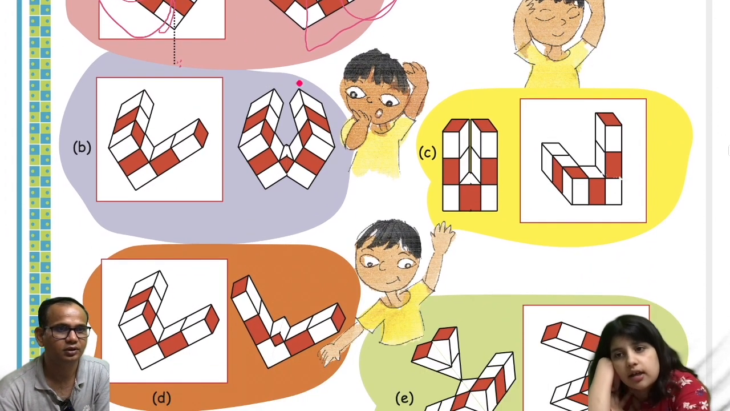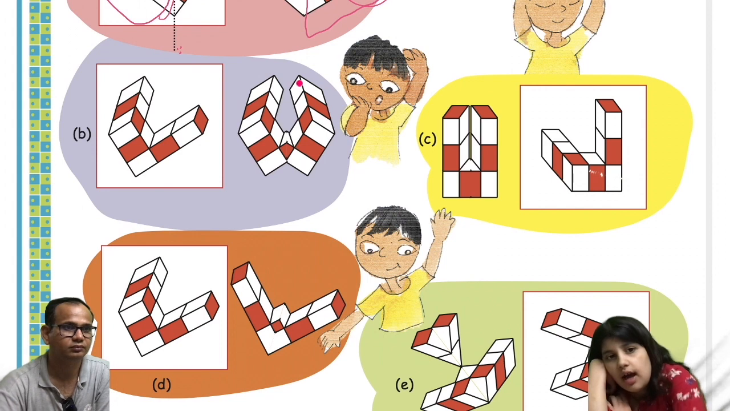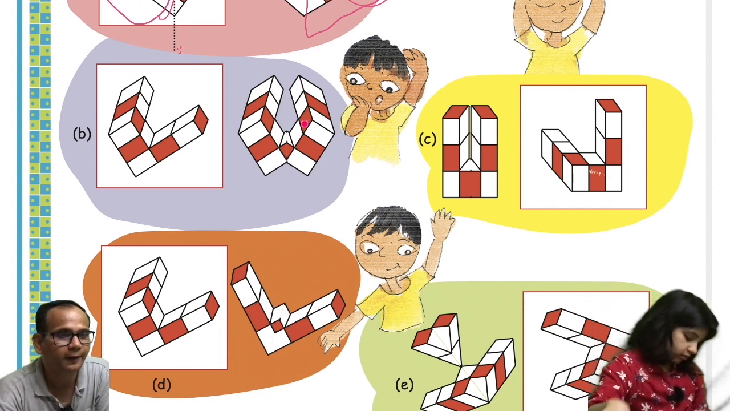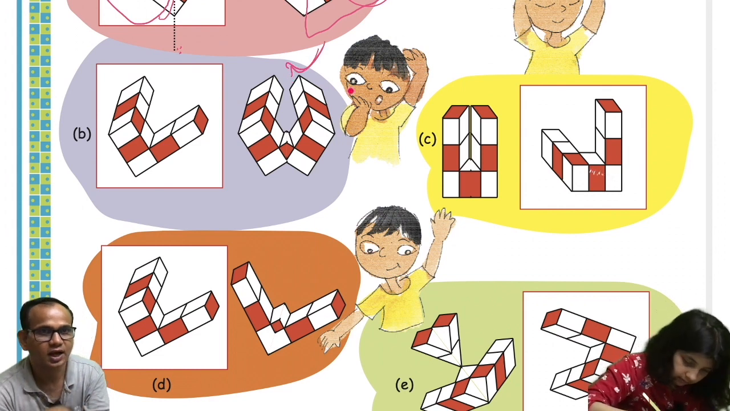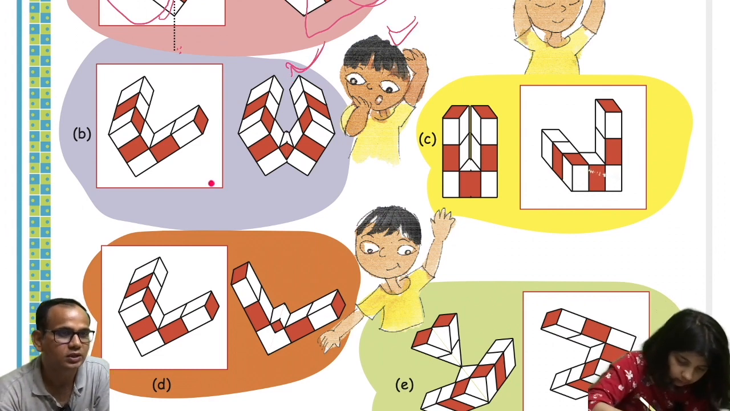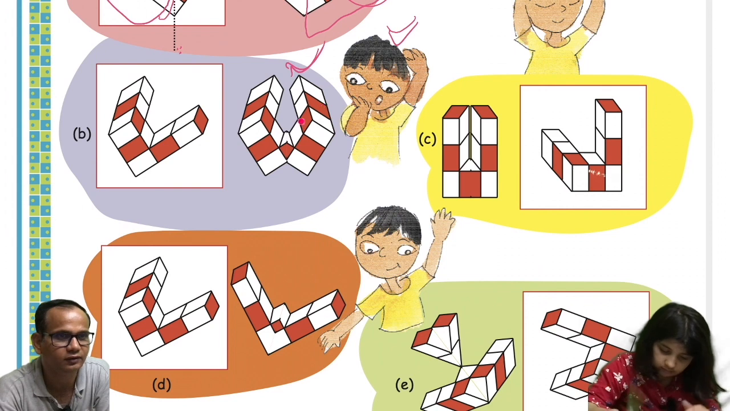Now let's go to the next one. We have to make a dotted line on this white box so that we can get this image. And this boy is thinking how to do it. So let's help him.